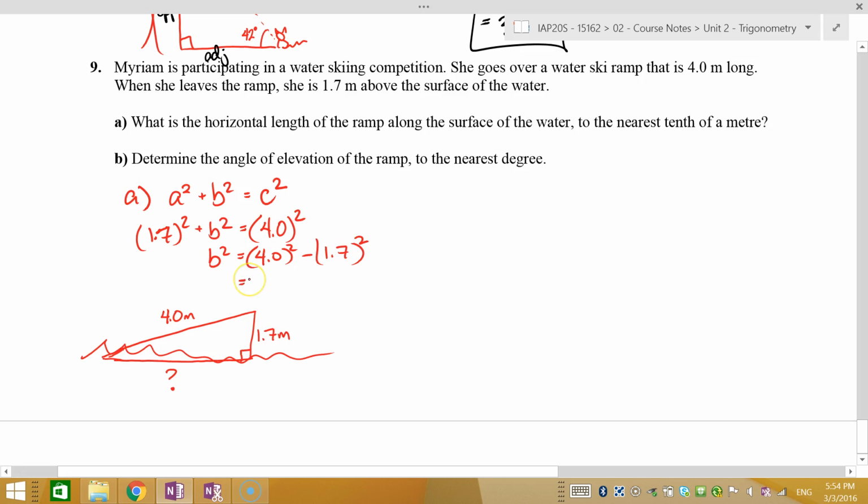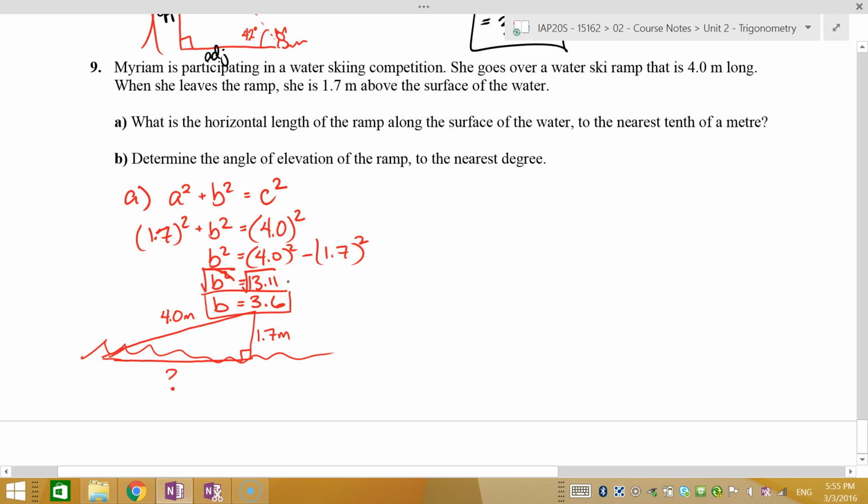I'll calculate that to be 13.11, but that is still b squared. We are not done. Square root both sides to finally calculate that b equals the square root of 13.11, also known as 3.6. So that is the answer to part A.